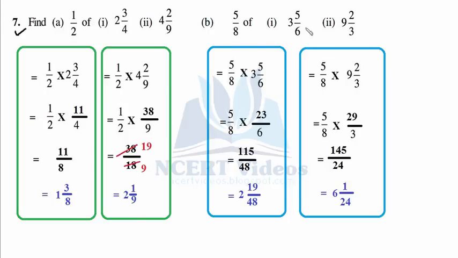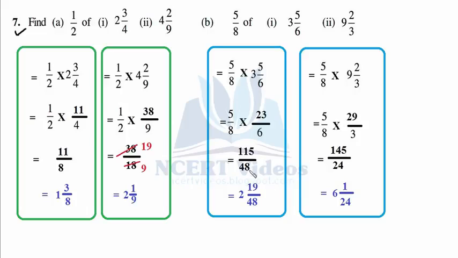Now 5 by 8 of 3 and 5 by 6, we will write them in both ways for both 1 and 2. Now we will solve them. So 18 plus 5 is 23 and here 27 plus 2, 29 over 3. So we are doing it simultaneously. Obviously you have to do it individually. 5 threes are 15, 5 twos are 10 plus 1 is 11. And here 8 threes are 24 and 5 nines are 45, 4 fives are 20 plus 4 is 14. So 145 over 24.